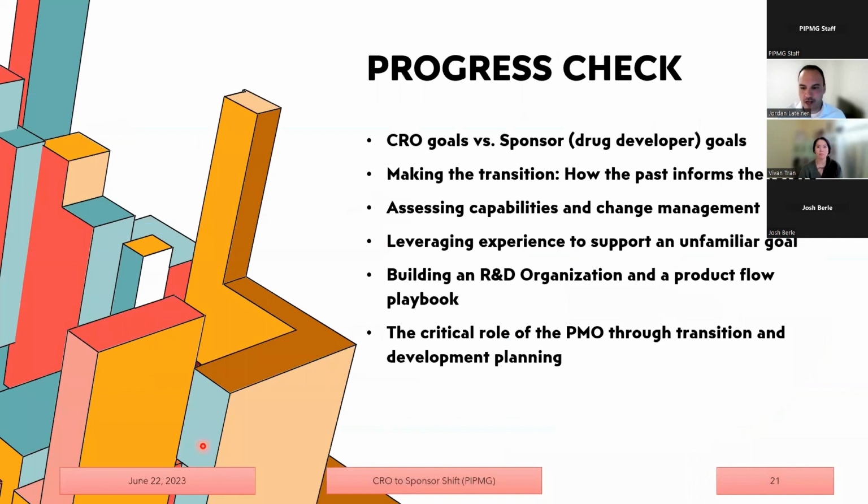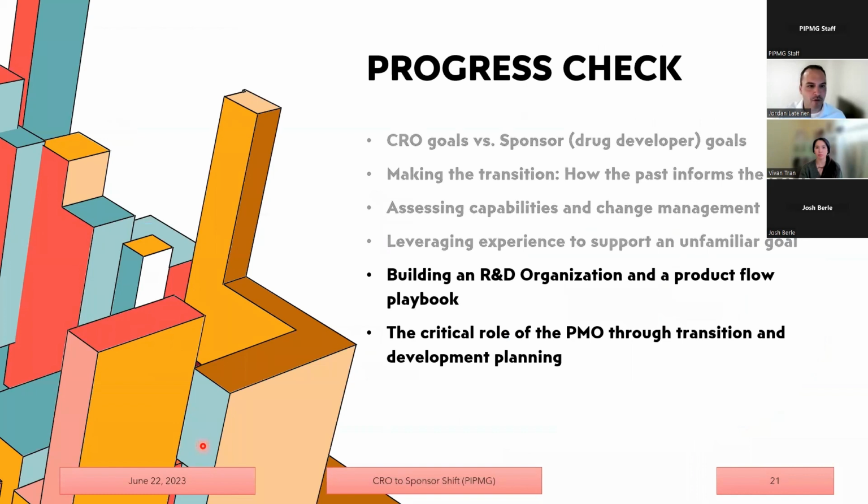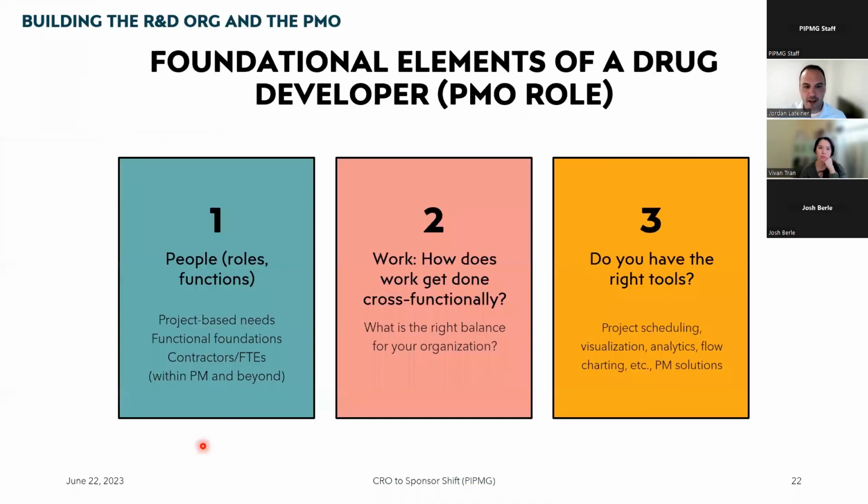So just a quick progress check. We have about 15 minutes left or so. I've walked you through the CRO goals and sponsor goals, some of the pieces about making the transition, how the past informs the future, assessing the knowledge and capabilities of the organization, and then ultimately leveraging that experience to support what has been an unfamiliar goal. So the last little bit is going to be more traditional PMO type things rather than the change management piece. This is about building an R&D organization and that product flow, and then our critical role. I do want to make sure I give time for questions, so let me wrap this up pretty fast.